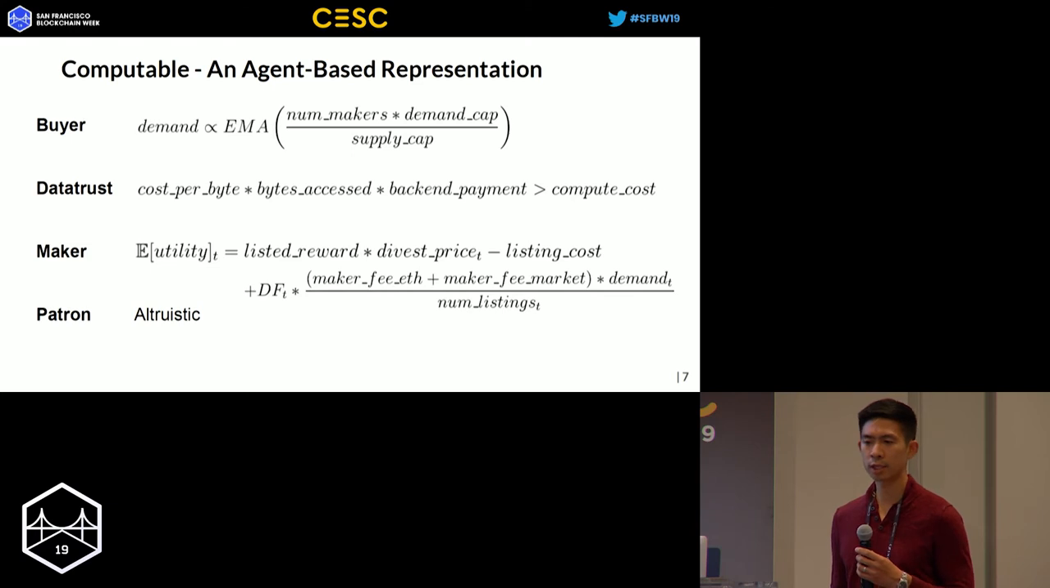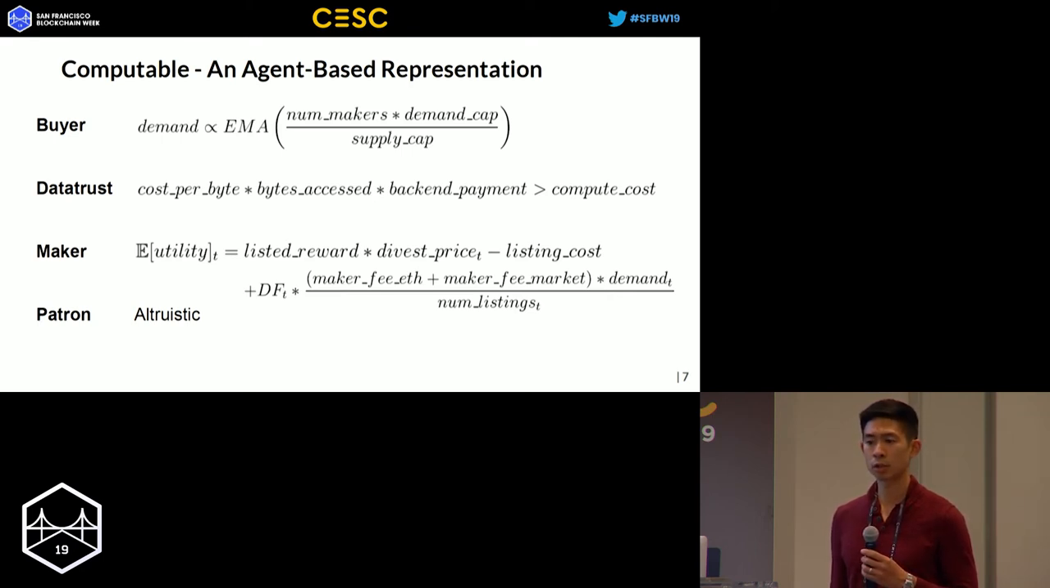So second, we have the data trust agents. And for them, the utility function is relatively simple. They just need to ensure that the revenue from executing the queries or computation exceeds the cost of doing the computation. So this would include electricity costs, server costs, things like that.